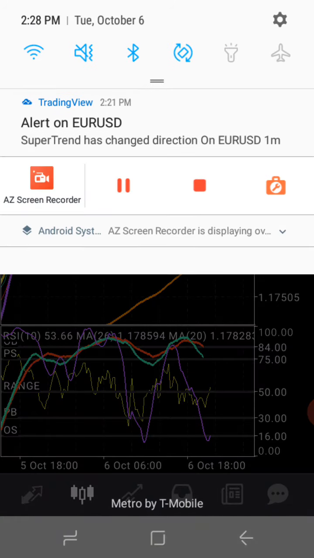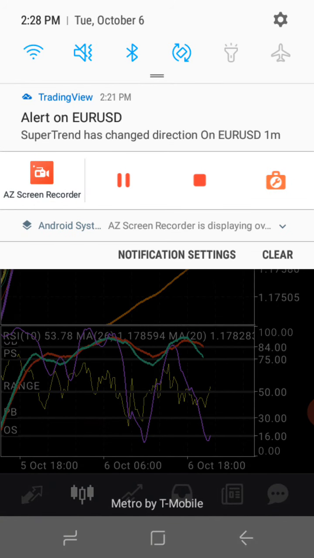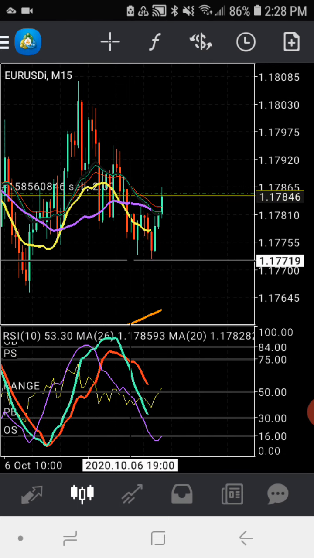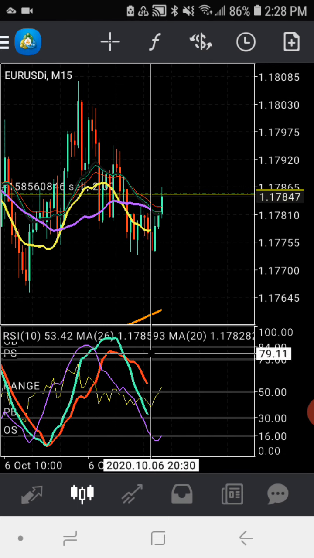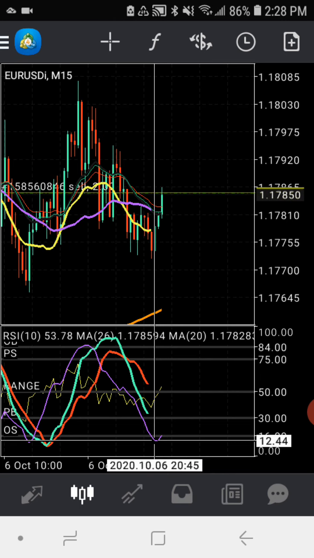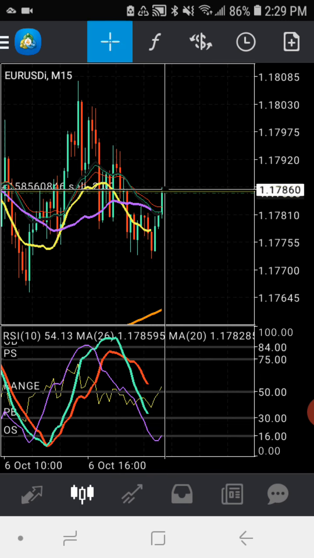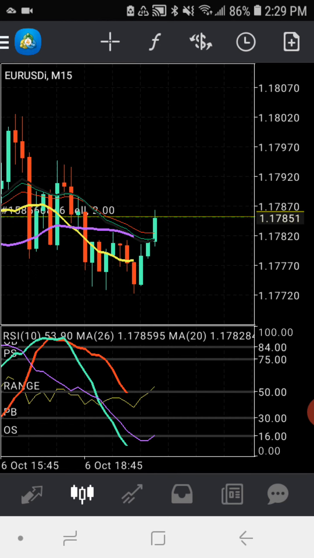But you can see I just got an alert from my super trend on the 1 minute saying that Euro USD has changed directions. Euro USD was in an uptrend. You can see it was in an uptrend here off the stochastics, the purple line. It started here, but it's starting to retrace on the 1 minute, and it's going to fall.